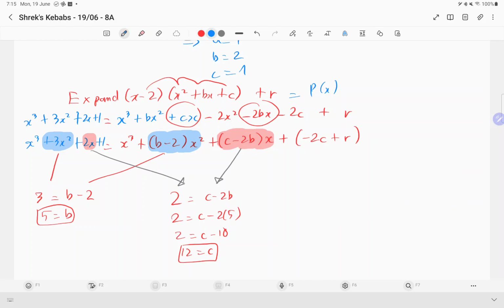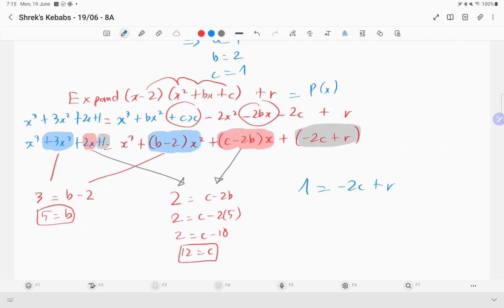Anyone? Daniel? Negative 2c plus r. Wait, so I know that c is equal to 12. Yeah, but you want to make an equation equal to something. It's equal to 1. Equals to 1, that's right. Or I'll write it, left hand side is 1, okay? And right hand side is negative 2c plus r. You see that, Amani? This is a constant term, and the right hand side constant term is this thing here.